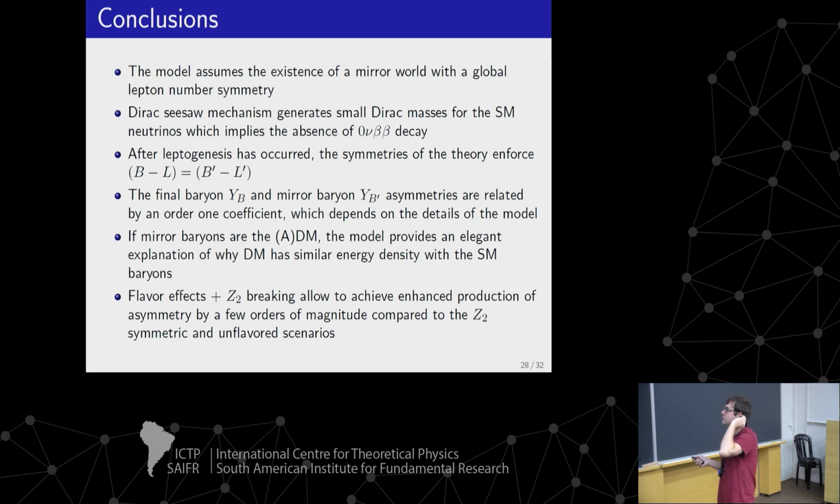The final baryon and mirror baryon asymmetries are related by an order one coefficient, which depends on the details of the model. So if mirror baryons are asymmetric dark matter, then the model provides an elegant explanation of why dark matter has a similar energy density to the standard model baryons. And flavor effects plus Z2 breaking allow an enhanced production of asymmetry by a few orders of magnitude compared to the Z2 symmetric and unflavored case.